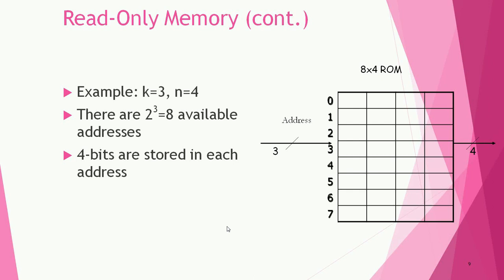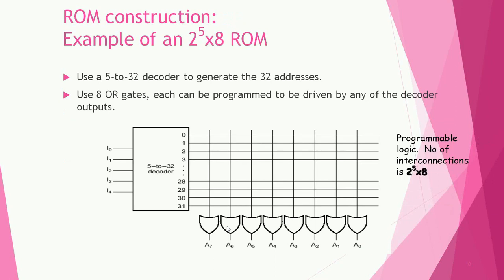4 bits are stored in each address, as shown in this diagram. ROM construction. Observe the example of a 2 raised to 5 by 8 ROM. What is the meaning of 2 raised to 5 by 8? Here small k is equal to 5 and n is equal to 8. That means 5 address lines and 8 data lines, as shown over here.